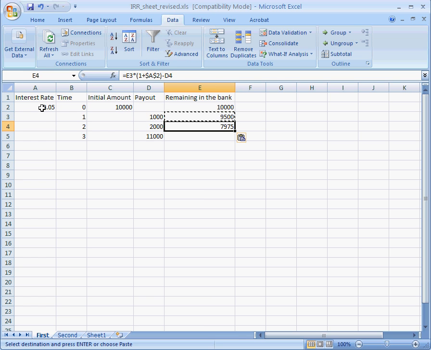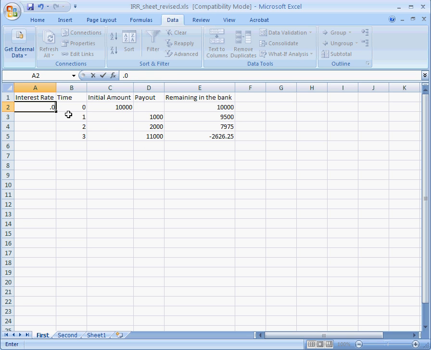Copying and pasting it down, I have $7,975 left after the second payment, and again, after the $11,000, I have a negative $2,625 in the bank. What that actually is going to tell me is that the interest rate was too low. So I would need to change this interest rate, which I could do by guessing and checking for a while. 10% still too low, 15's too high. I'm going to stop that now. But eventually I could guess and check until I got to the right answer.